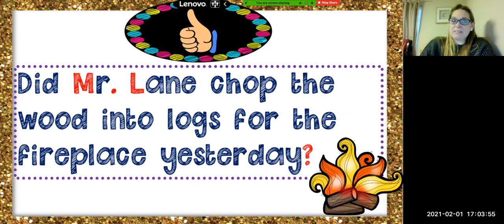All right, so we had to capitalize the M in Mr. and then we had to add that period. Remember, you have to put a period for the abbreviation. We capitalized the L in Lane and we added a question mark. All right, so let's look at what are the nouns in this sentence. Well, we know that Mr. Lane is a proper noun. We just said that. Wood is a noun. Logs are a noun. And fireplace are nouns. What's the action of the sentence? What is the verb? Yeah, it's the word chop. Chop is the verb. Good job, guys.